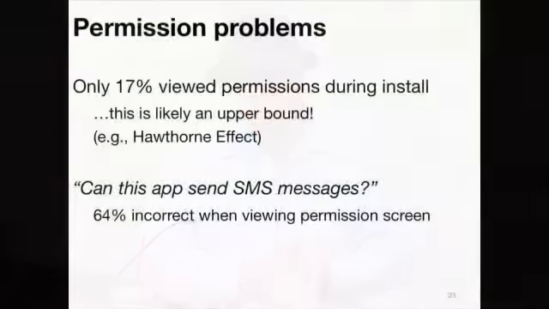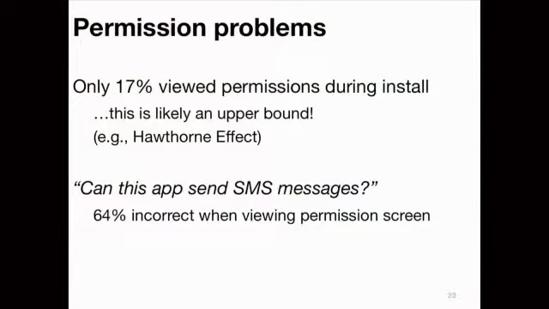So what we observed was during the installation task, fewer than 20% viewed the permissions during the install. The requests came up after they clicked the install button, and then they simply clicked through them without reading them, which was kind of expected. This is also likely an upper bound. We performed this in the laboratory, so it's likely that they were under pressure to maybe apply more diligence to the task than they would have otherwise.